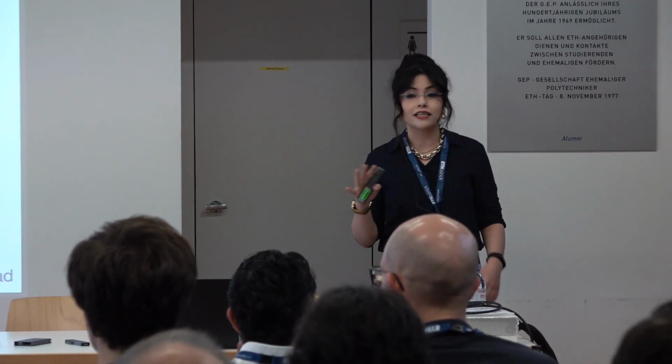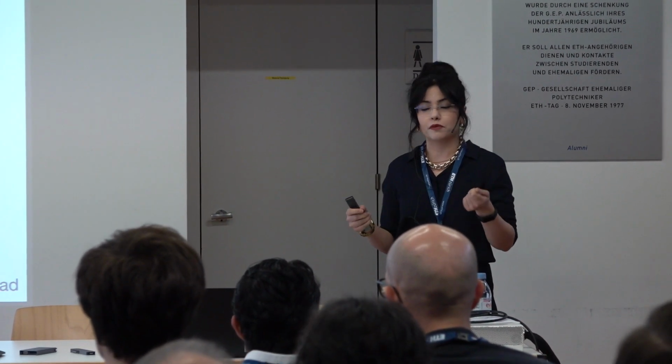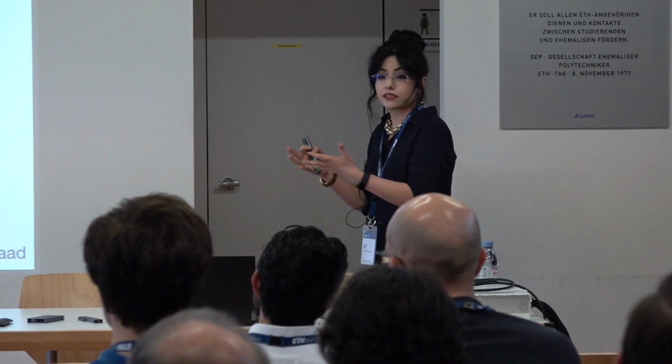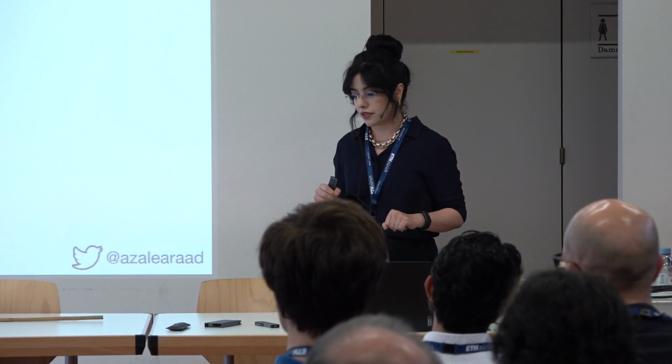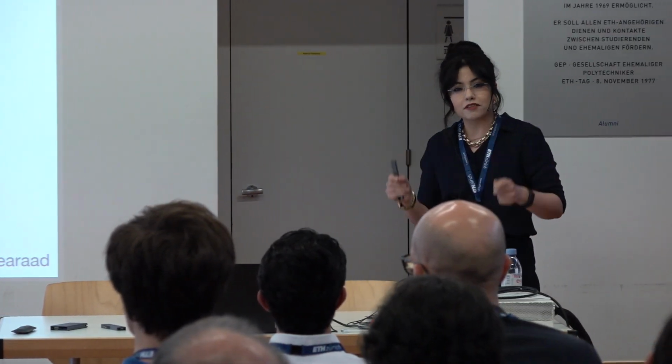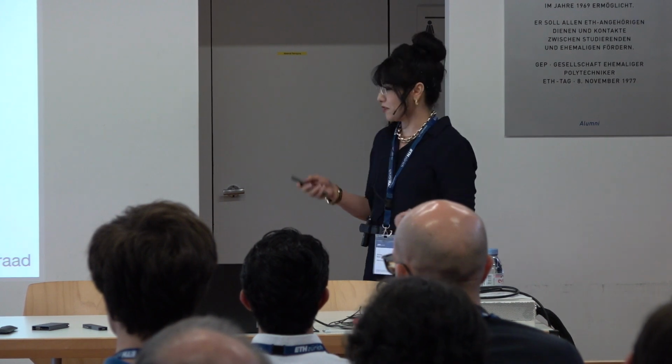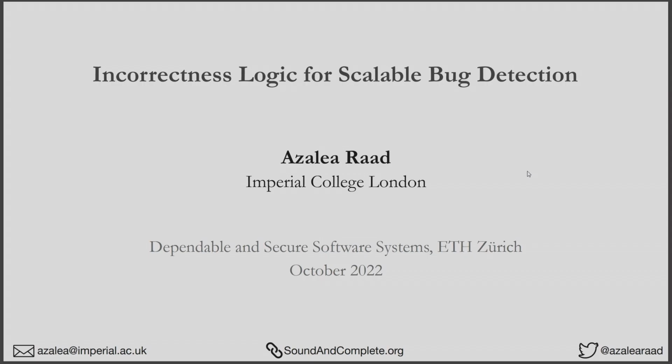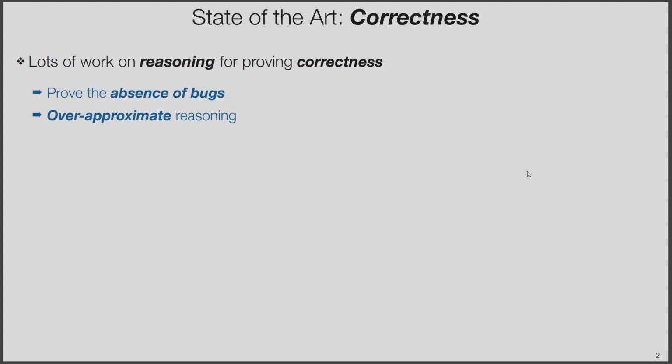I'm going to tell you a little bit about a few pieces of work that we've been doing on incorrectness logic and how we've been using it for scalable bug detection. Before I can actually tell you about incorrectness logic, I need to give you a tiny refresher on how we've been doing verification so far in the last 2 decades and why we wanted to change that a little bit.